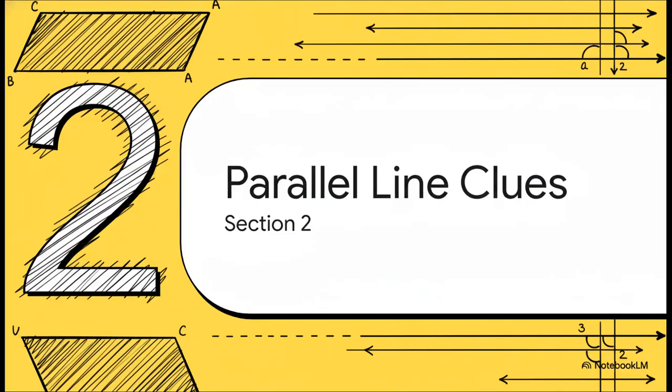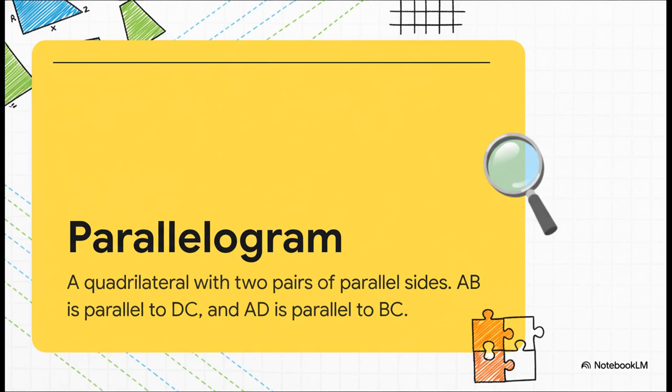So, section 2, those clues in the parallel lines. The key to this whole thing is in that one word, parallelogram. The properties of its parallel lines are exactly how we're going to solve this. Okay, so a super quick refresher. A parallelogram is just a four-sided shape where the opposite sides are parallel. That means line AB is parallel to DC, and line AD is parallel to BC. This is the property that is going to unlock the entire puzzle.